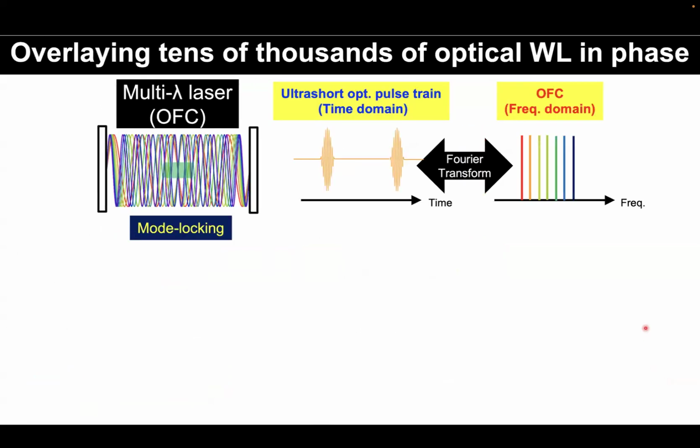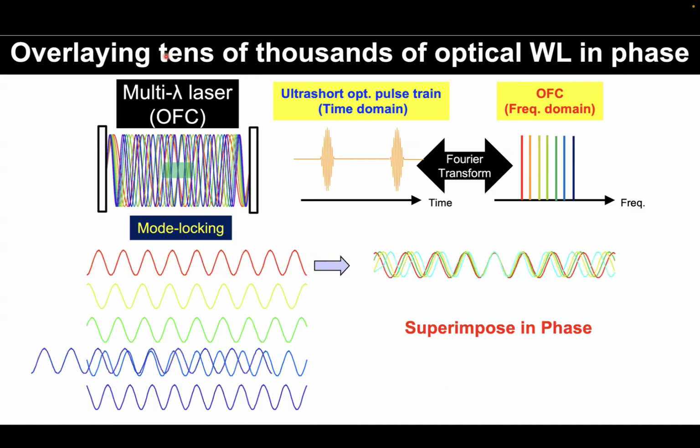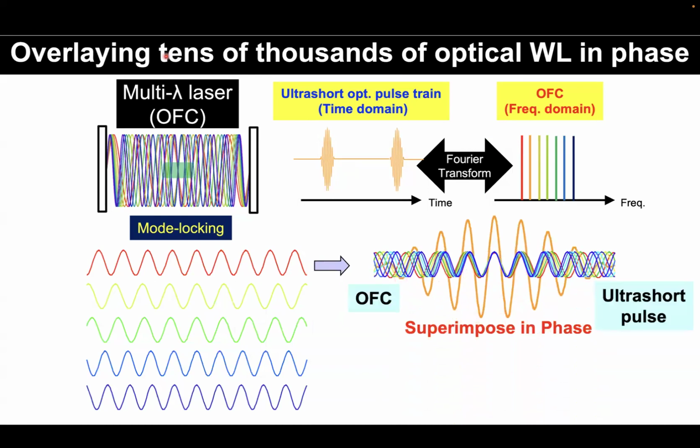Why does the optical comb create an ultra-short pulse in the time domain? The key is overlaying tens of thousands of optical wavelengths in phase. Each color has a different wavelength, like here. But if we align their phase at one moment in time, like here, the interference is constructive. This creates a strong pulse. And between the pulses, the interference is destructive. So we get a train of ultra-short pulses.